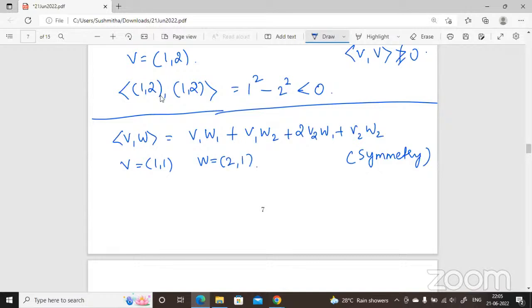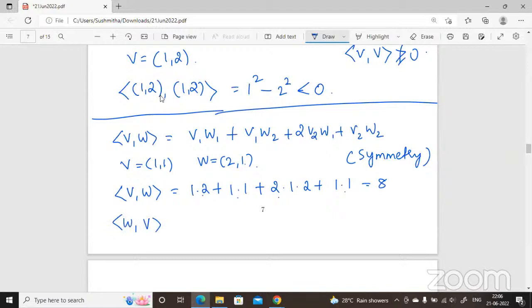So let's pick some random v and w. What is the inner product v comma w? 1 into 2 plus 1 into 2, plus 2 times 1 into 1 into 2, then plus v2 w2, which is 1 into 1. So 2, 4, 5, 6, 7, 8. Yes.